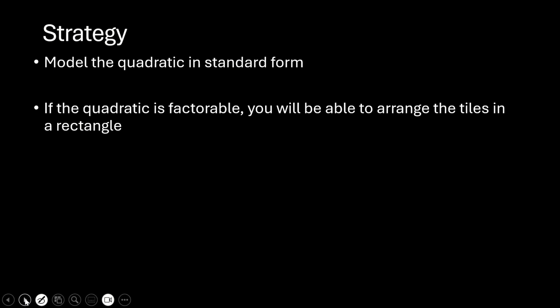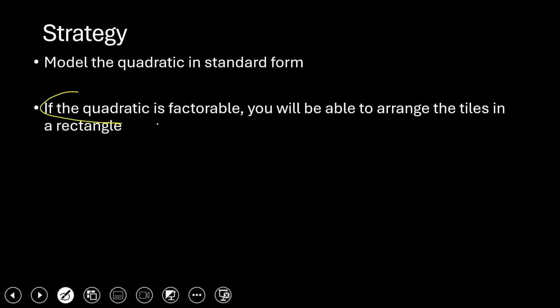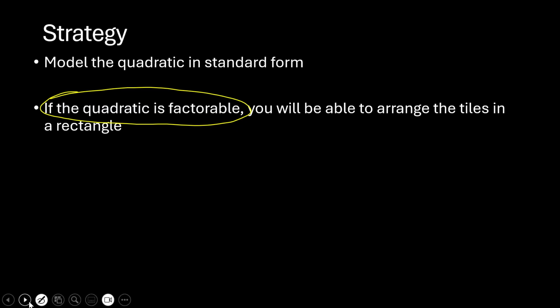Now, here's the strategy that we're going to use. First, model the quadratic in standard form. In other words, gather the tiles that are going to have the right area to represent the quadratic that you have. If the quadratic is factorable, now remember that not all quadratics are factorable. It's why we need the quadratic formula, because not all of them will work this way. So it's not like every combination of tiles will do this, but if it is factorable, you will be able to arrange the tiles in a rectangle. Okay, and there's a method for being able to do it.